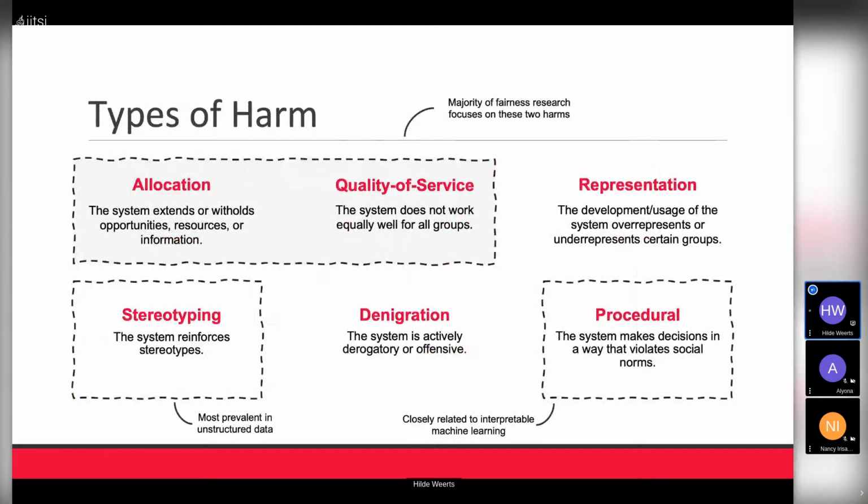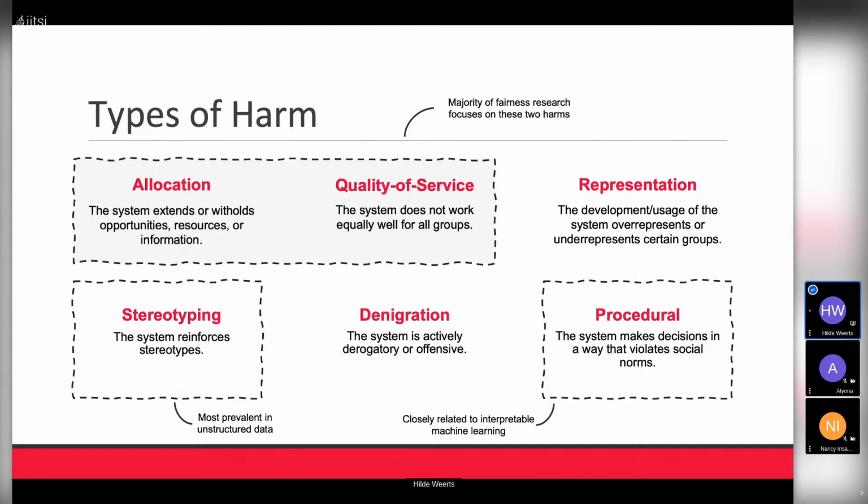And actually, we can identify several different types of fairness-related harms. I've listed them on this slide. The first that I want to talk about is allocation harm. This is the type of harm where the system may extend or withhold particular opportunities, resources, or information to some groups more than to others. An example here would be, for example, the jobs that we've talked about before in a hiring scenario.